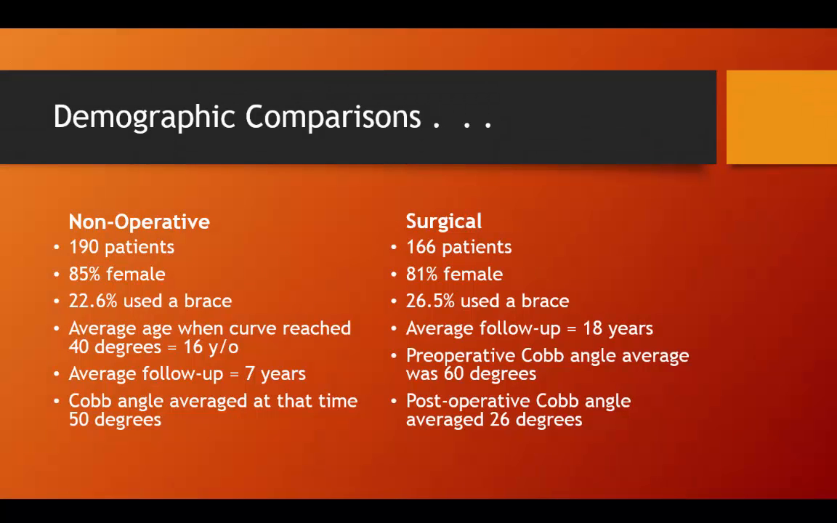Let's review some of the demographic comparisons between the non-surgical and surgical patients. For the non-surgical group, there were 190 patients, 85% female, 22% used a brace, and the average age when the curve reached 40 degrees was 16 years of age. Average follow-up was 7 years, and the Cobb angle averaged at that time 50 degrees. In the surgical group, 166 patients were included, 81% female, and 26.5% used a brace. The average follow-up was 18 years. Preoperative Cobb angle averages were 60 degrees. However, postoperative Cobb angles averaged only 26 degrees.